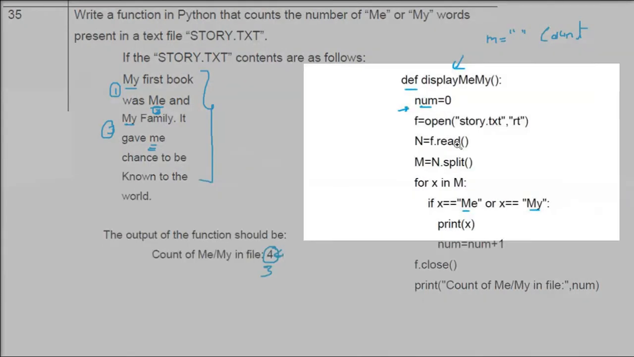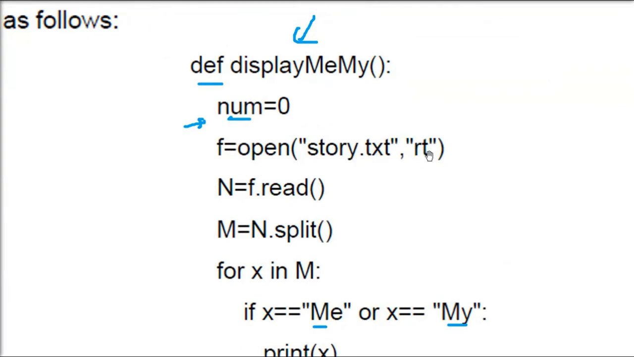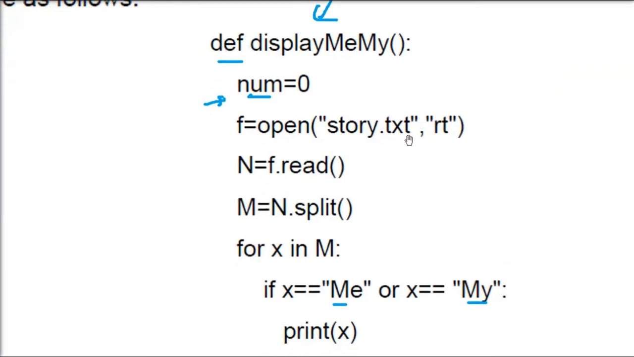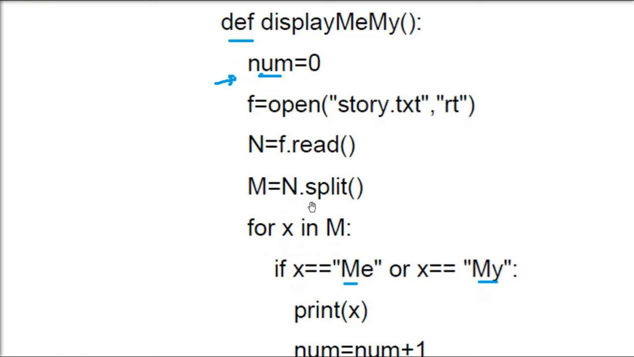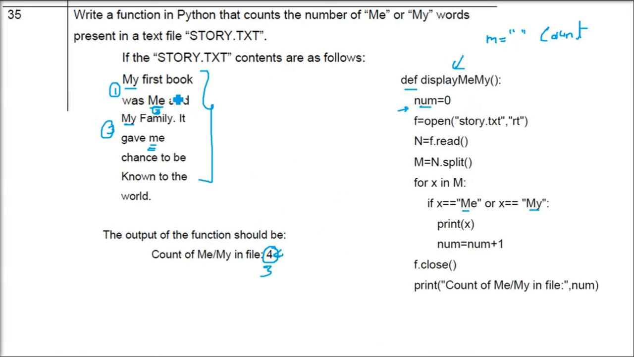Now we are opening the story.txt file, in RT form. Then you have read this in n, but whenever we are reading, we need to split it. We have read it all, but we need to split it like a list. My is different, then the second one will be first, third one will be book, fourth will be was, then me, then and. Each and every word is to be taken up and split. This line is very important when we are dealing with words. So now we have different words in M.